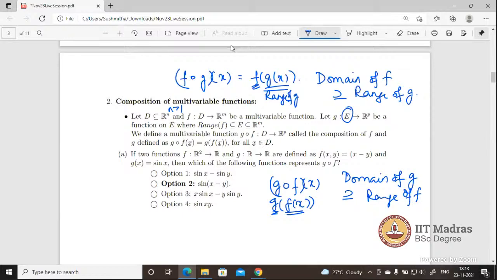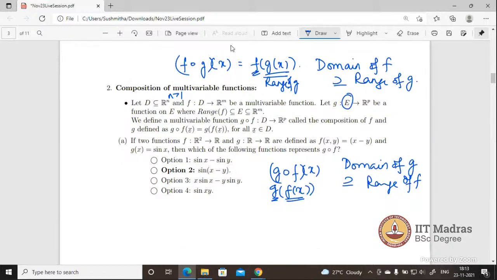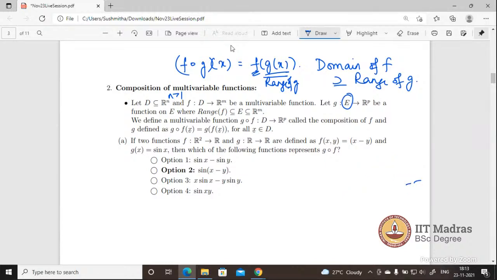So the composition is the same as the composition that we had in single variable, but just that we'll have components. Clear? Is there any doubt about composition?